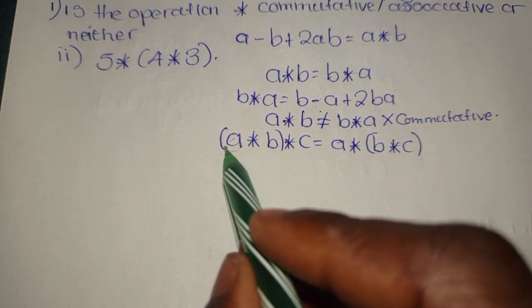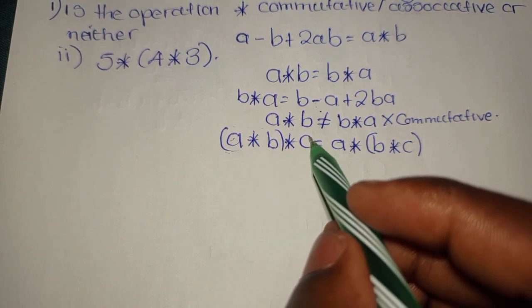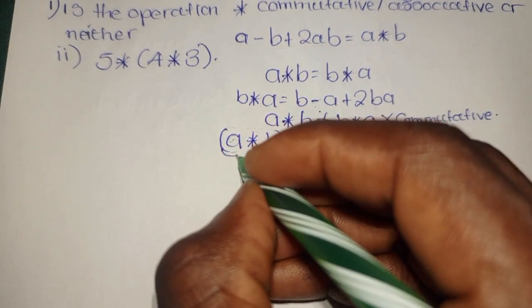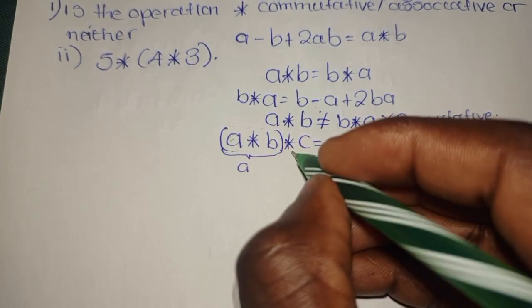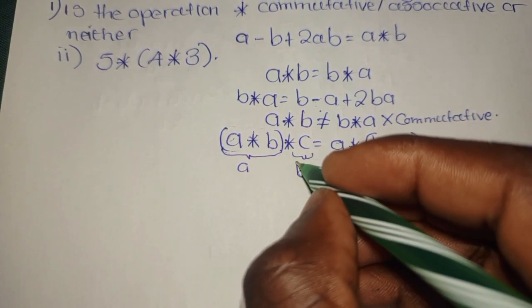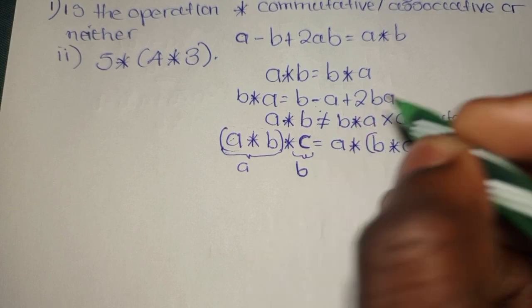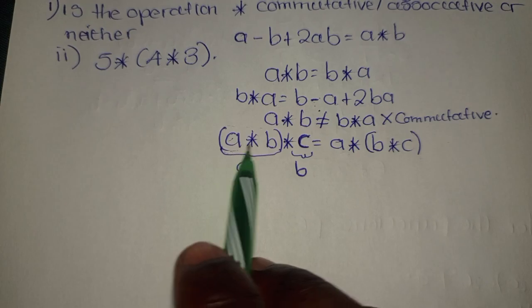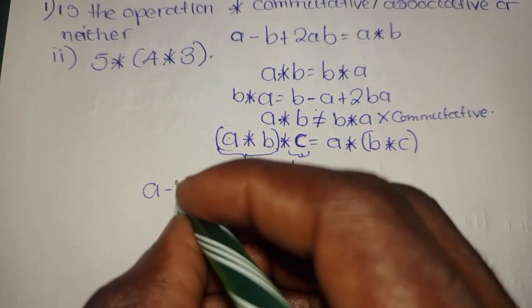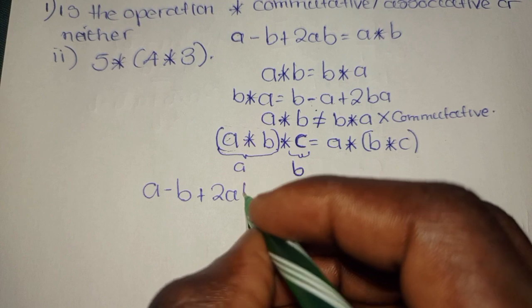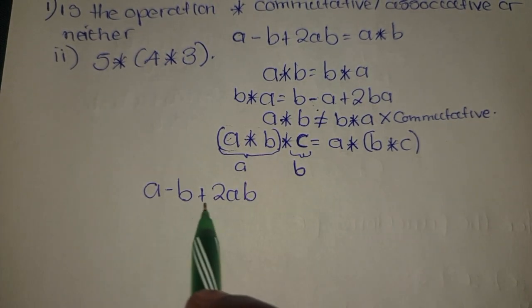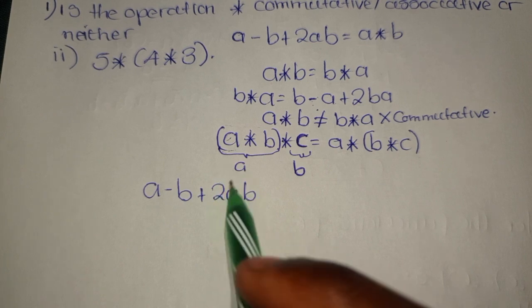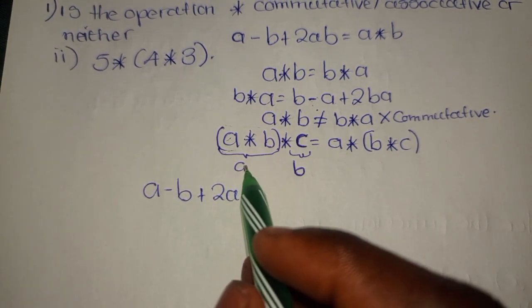One thing you do: assume that a star b is one letter, and that letter is A, and assume that this c is B. So we have assumed that this letter is A and this letter is B, but in the actual sense you are dealing with c. I want to explain a point here so that you are not lost. Remember, a star b was already defined as a minus b plus 2ab. So this expression has become one letter like A.